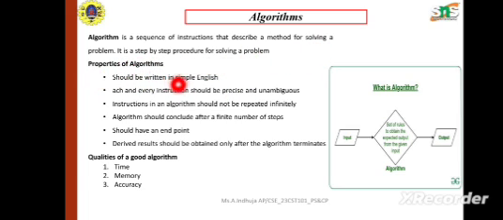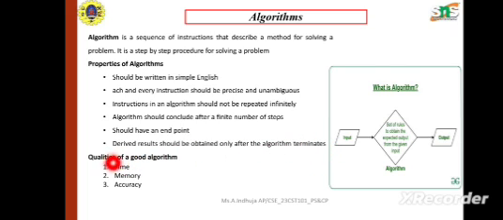So these are the properties of an algorithm. It should be written in simple English. Each and every instruction should be precise and unambiguous. Instructions in an algorithm should not be repeated infinitely. An algorithm should conclude after a finite number of steps, and should have an endpoint. Derived results should be obtained only after the algorithm terminates.